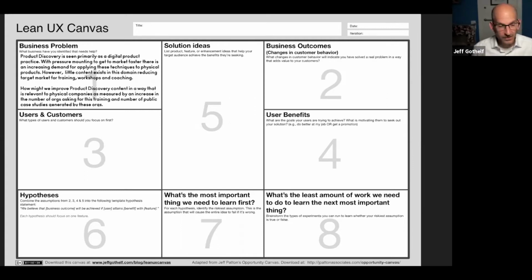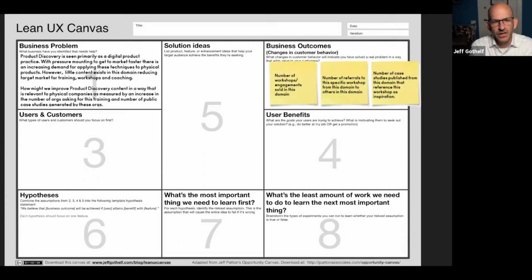Now you'll notice that there's nothing in here that talks about how I'm going to solve this. We have to do discovery, right? If I solve this, how will behavior change? Here's 3 different ways behavior could change, right? The number of workshops or engagements that I sell into this industry is a good indication that I'm making progress at solving this problem, right? The number of referrals to this specific workshop from others in this domain.